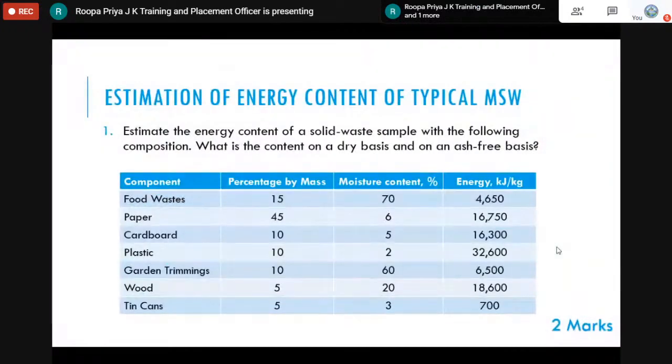This is the kind of problem you will be getting to calculate the energy content. And sometimes they may ask you also the difference in the energy content. So to estimate the energy content, you would be given the different components, the percentage by mass of these components, the moisture content of these components, and also the energy content in kilojoule per kg. So this will be the question, and this is for 2 marks.